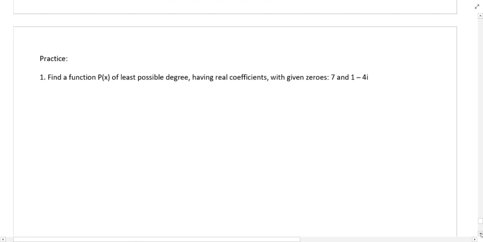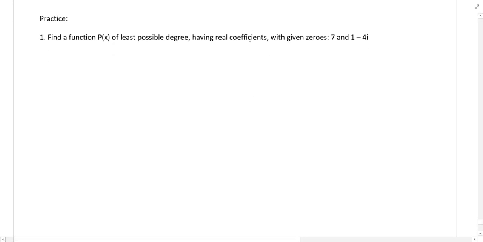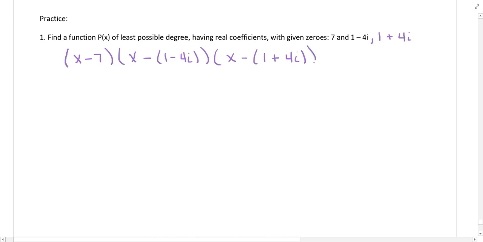All right, our next problem, here's what we've got. So you've got least possible degree, 0, 7, 1 minus 4i. So then you also have 1 plus 4i, and this one we can multiply out. So technically, we'll say if there's more than 5 zeros, don't multiply it out, okay? Just leave it in factored form. So let's put this out. So you've got x minus 7, then you have x minus 1 minus 4i, and then x minus 1 plus 4i. Let's go ahead and do the i's first since there's only one real factor here.